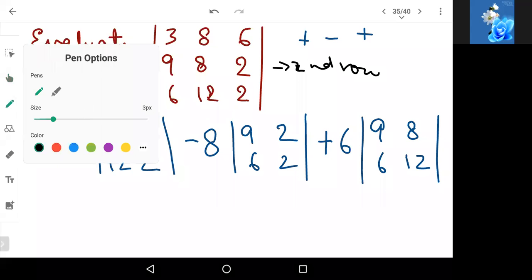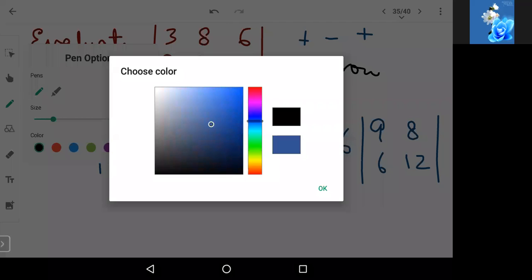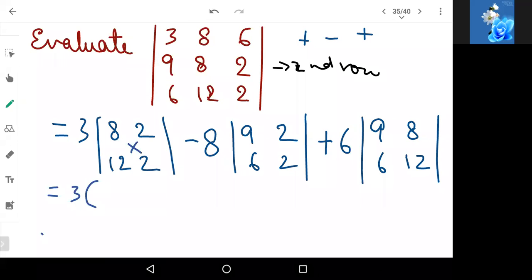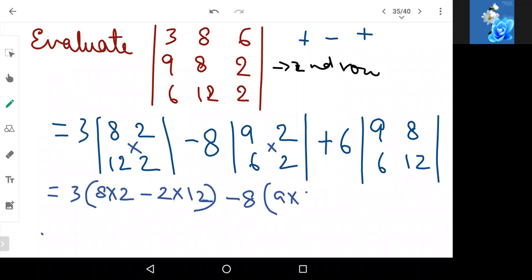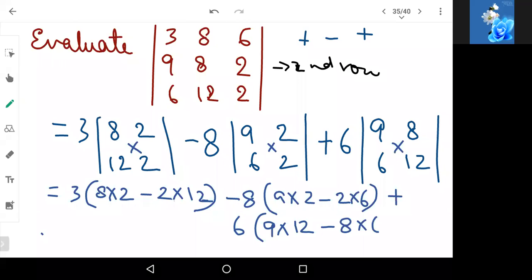So in the next step, what are we going to do? In the next step, what we have to consider is that 3 into, do the cross multiplication. 3 into 8 into 2 minus 2 into 12. This is for the first one. Next, minus 8 into, here do the cross multiplication, 9 into 2 minus 2 into 6. This is the second one. Then plus 6 into, do the cross multiplication here, 9 into 12 minus 8 into 6.